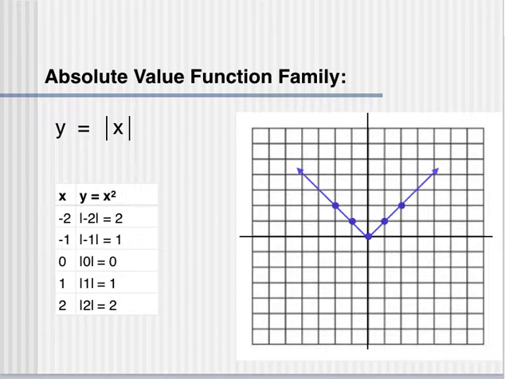If you graph that, you get that a y equals absolute value of x graph is a V shape. It's not a U shape like a parabola. It's very flat, straight ray pieces.